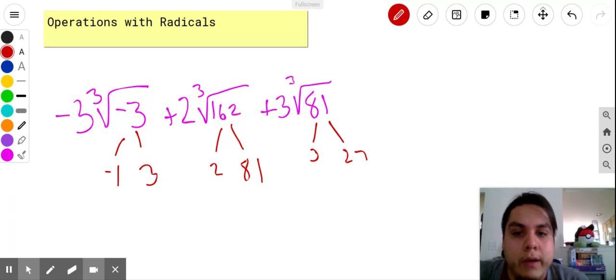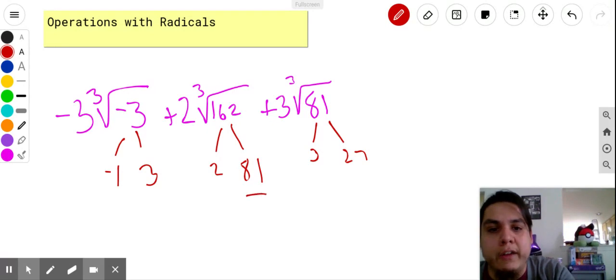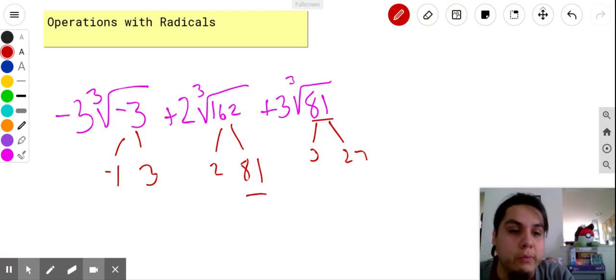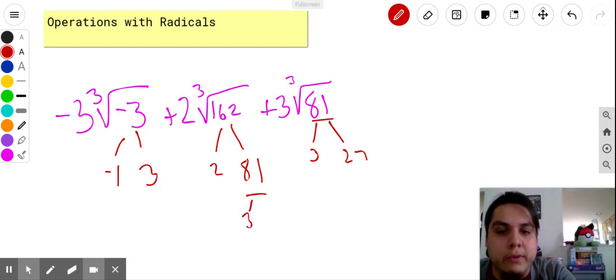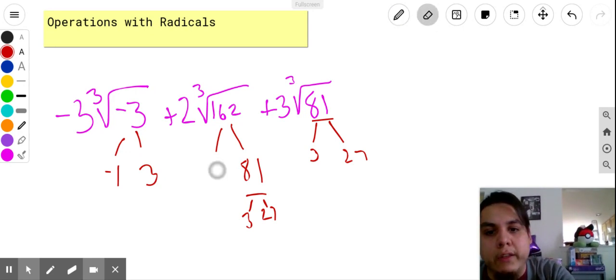I need to make sure that I have the same number underneath the radical sign. What I notice is with the second one, I have an 81 there and an 81 there. So I'm going to rewrite this as 3 times 27 and use that information to update this. I can make this 6 times 27 underneath.